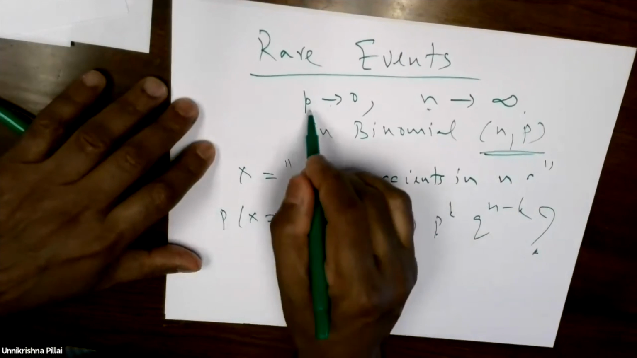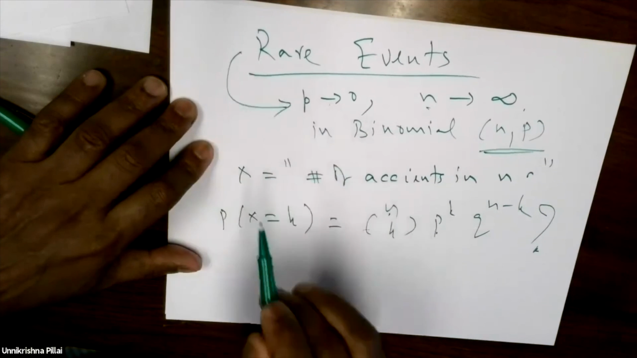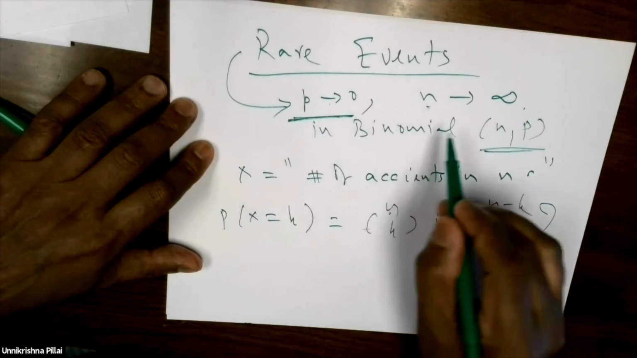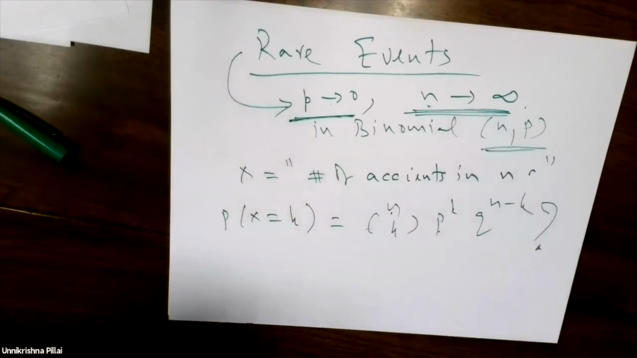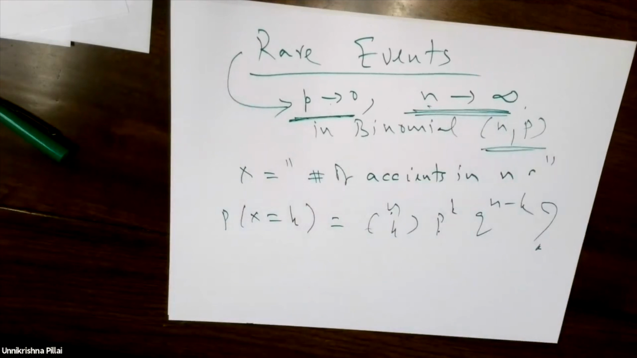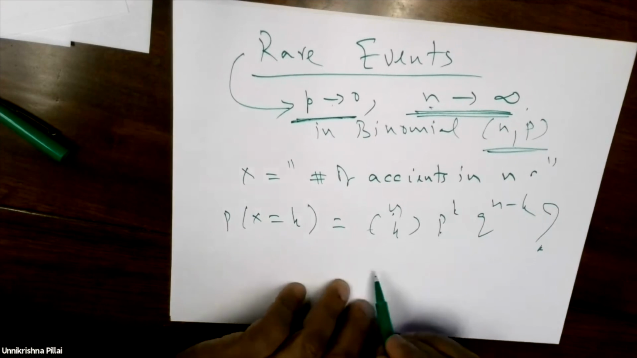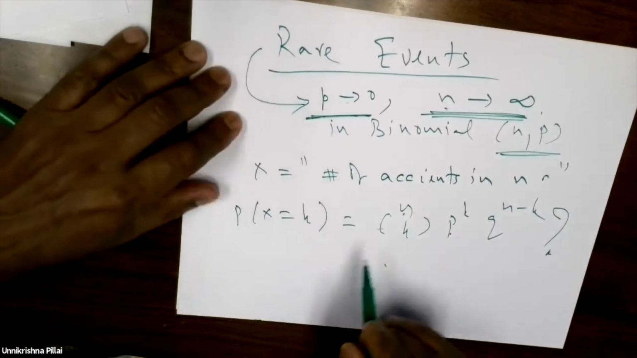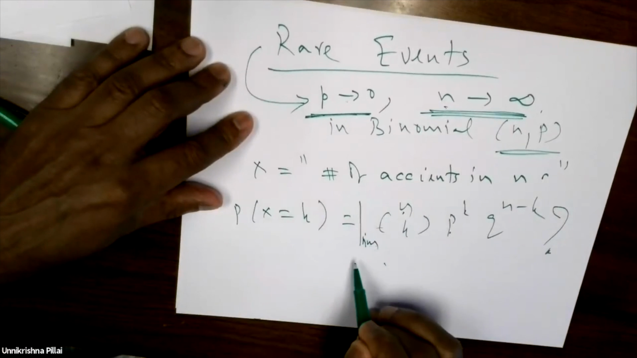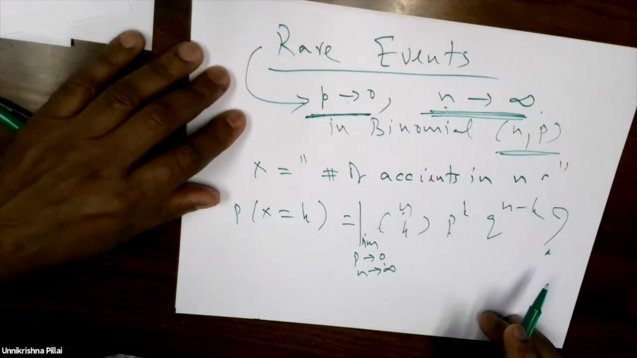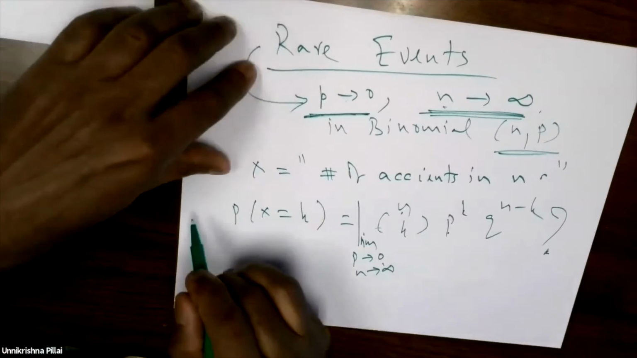When p is extremely small, that will be a rare event. I'm going to talk about rare events in the context where the number of entities involved is very large. So think of binomial. The question is, what happens to this probability in the limit as p goes to 0 and n becomes large?